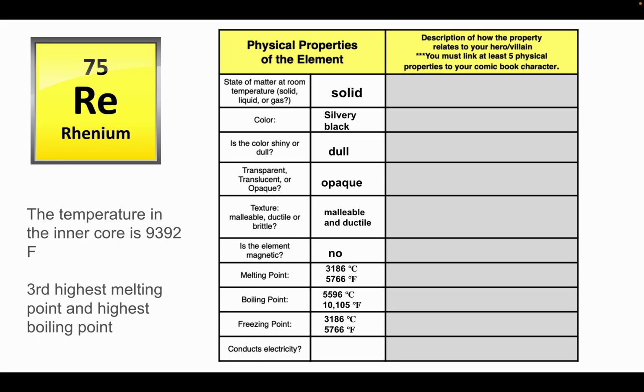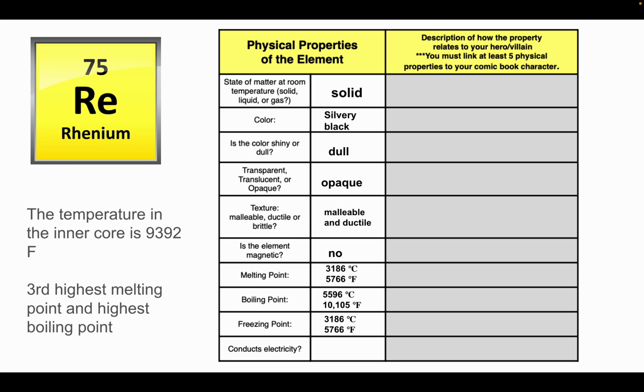State of matter: rhenium is element number 75. It is a solid, it's silvery black. The color is dull. It is metallic, but it's not a shiny metallic. It's opaque because it's a solid. I did find out that it's malleable and ductile, and hopefully you know what being malleable and ductile means. Malleable means that you're able to pound it into a flat sheet, and ductile means that you're able to pull it into a wire. It is not brittle, it is not magnetic.